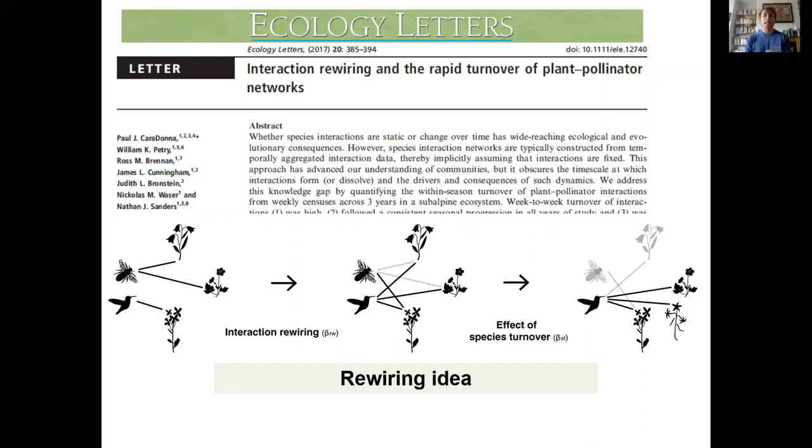It's the simple idea that over time, the interactions between the species in the network change naturally. So in plant pollinators, that's very obvious because over the seasons, different plants flower at different times, and the pollinators will interact with different types of plants. So it's just the idea of measuring this turnover in interactions.